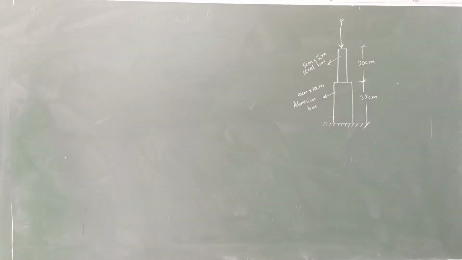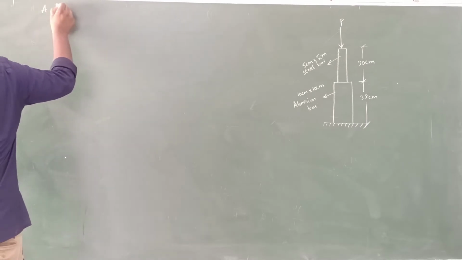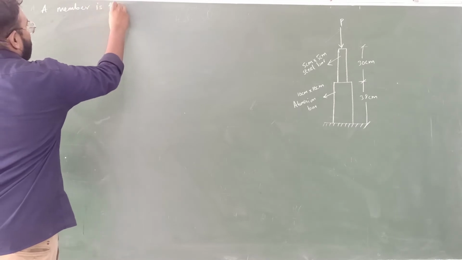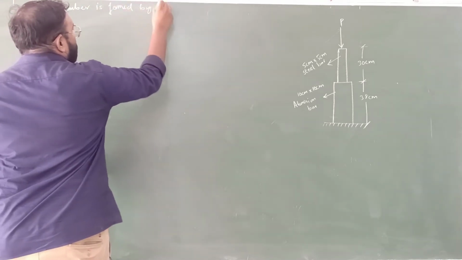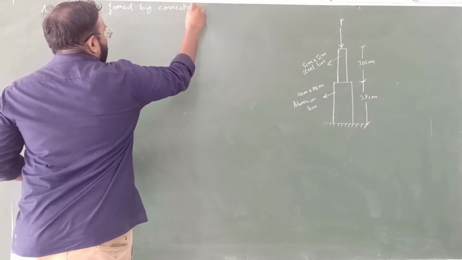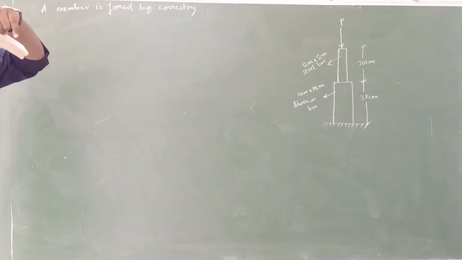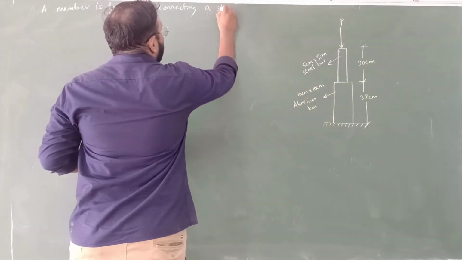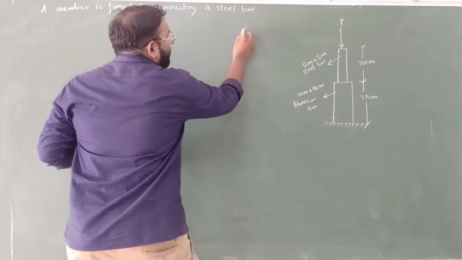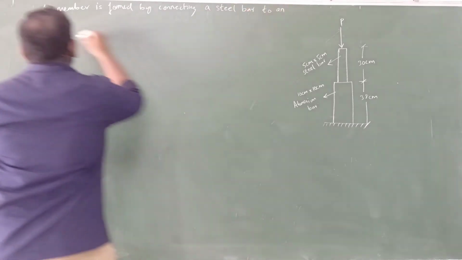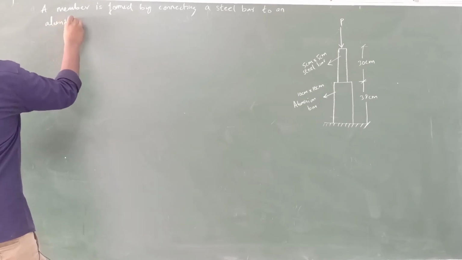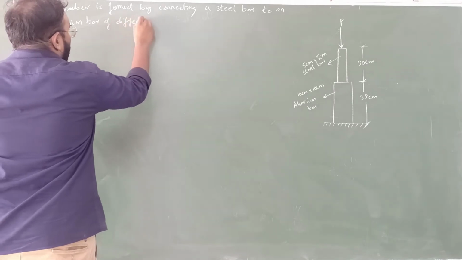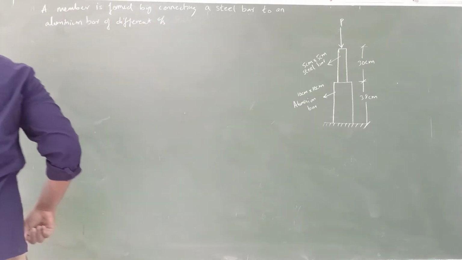So next problem is: a member is formed by connecting, this is visible in the cone, right? A member is formed by connecting a steel bar to an aluminium bar of different cross section.